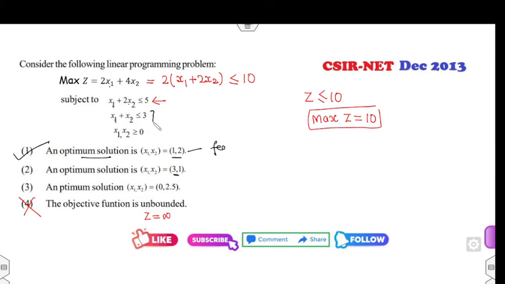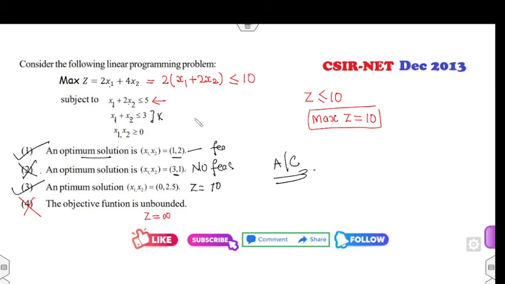3 comma 1. Clearly 3 comma 1 is not satisfied, so it is not a feasible solution. That means this option is not optimal. 0 and 2.5 satisfied. So the objective function value will be 0 plus 4 into 10. So yes, this option is also correct, so A and C are my correct answers.